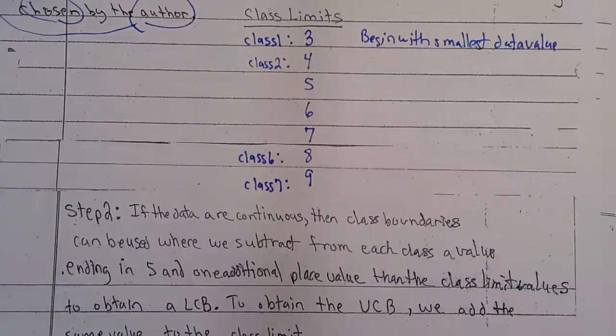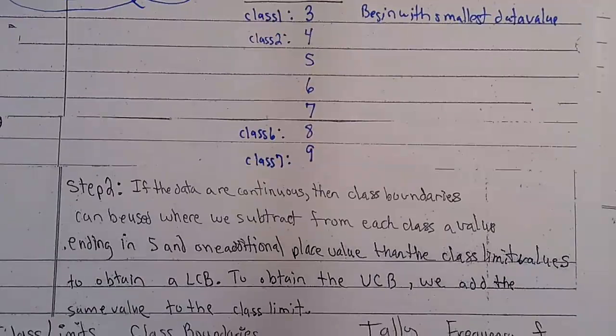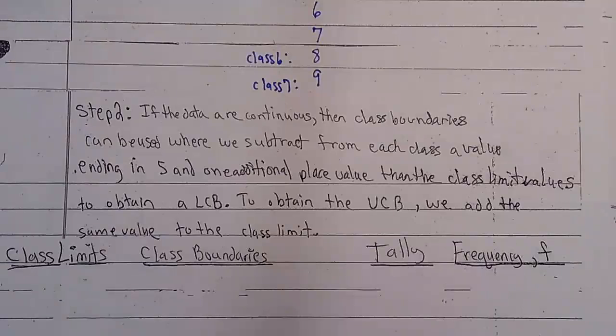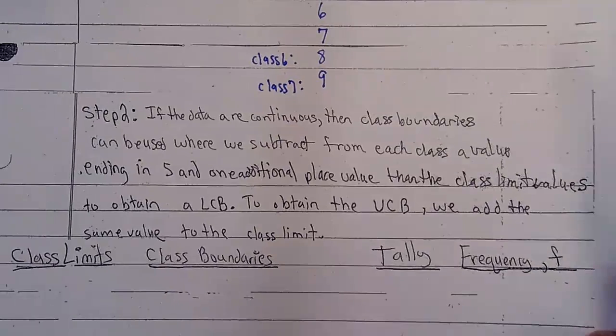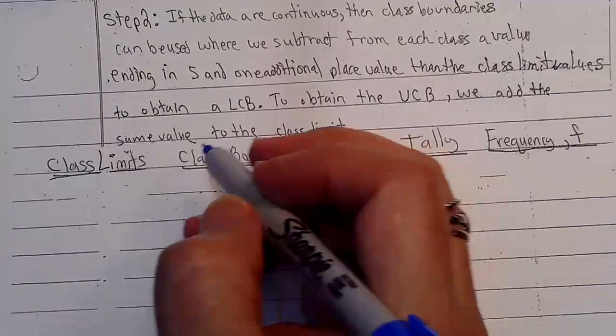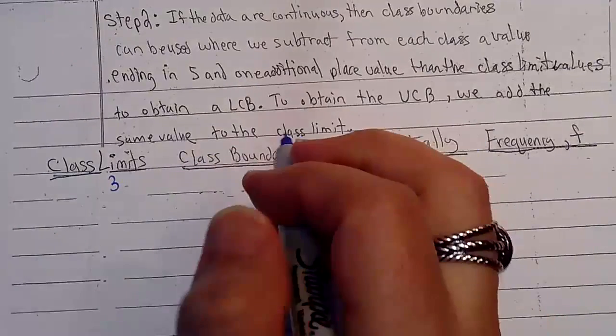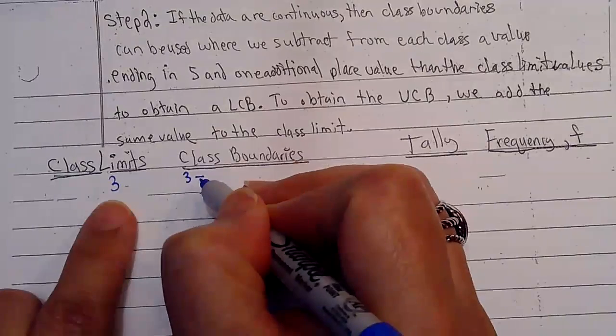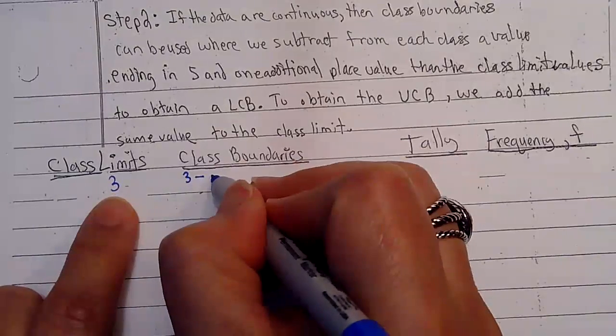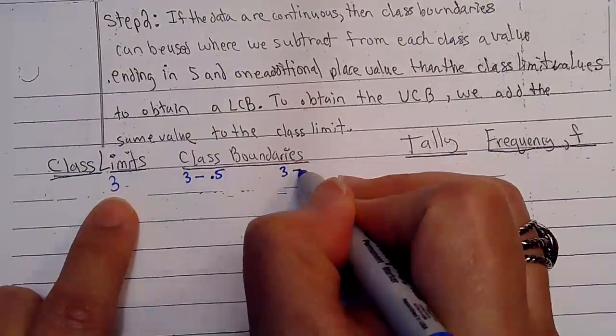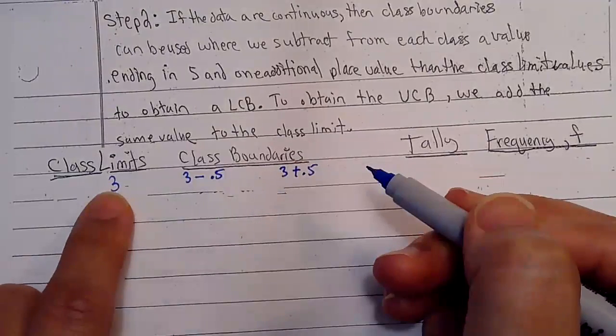Step 2 says that if the data are continuous, then class boundaries can be used, where we subtract from each class limit value ending in a 5 and one additional place value, to obtain the lower class boundary. To obtain the upper class boundary, we add the same value to the class limit. So here I had that 3. For this class boundary, I'm doing 3 minus 0.5, and then 3 plus 0.5, because I only have one digit here.